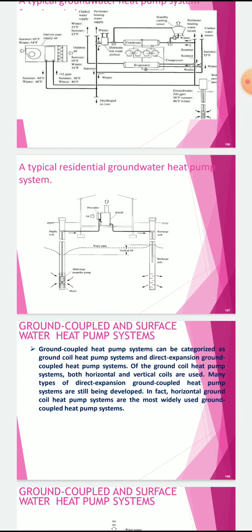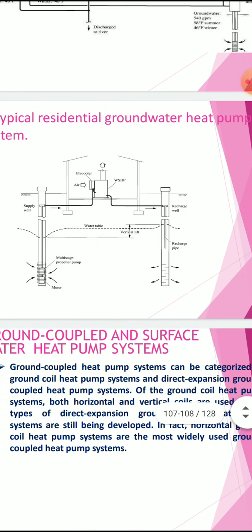A typical residential groundwater heat pump system. You have recharge well, recharge pipe, multi-stage propeller pump, motor, supply well, pre-cooler, WSHP, and air in.